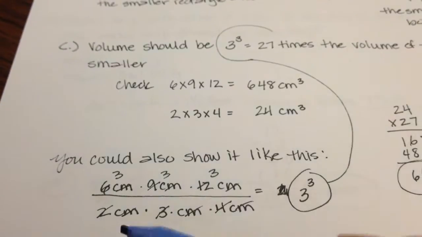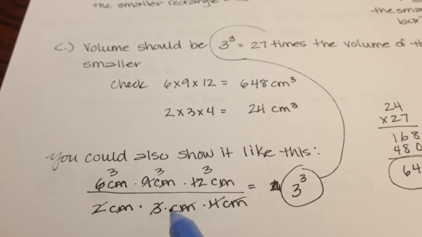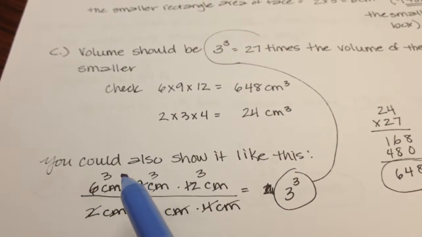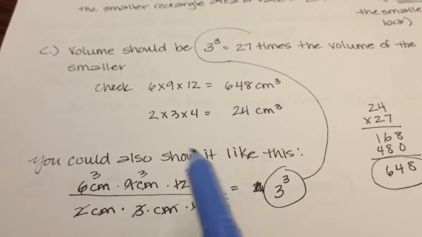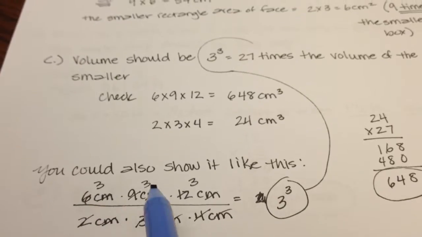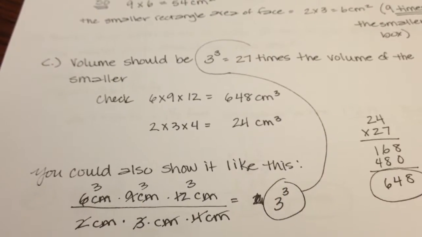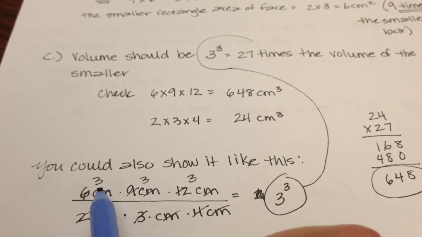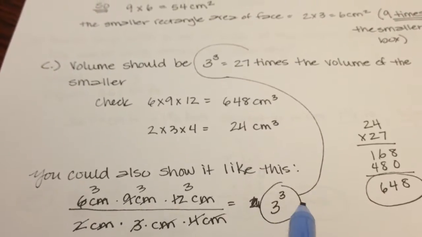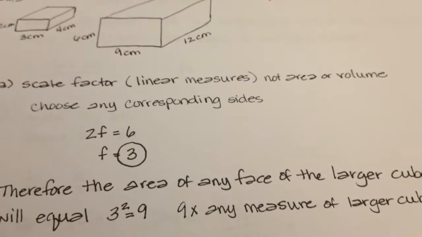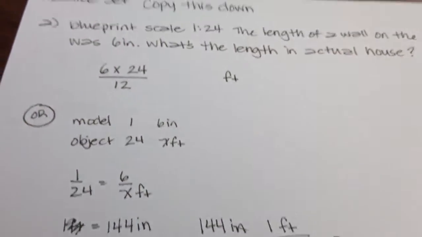We could have also shown it like this. Put our corresponding sides above each other. So you've got 6 over 2, 9 over 3, 12 over 4, cross cancel, cross cancel, cross cancel. What do you get? Well, you get 3 cubed. Right? So I can cross out all my like labels, and I can do all of this cross canceling, and I end up with 3 cubed. So there you go.